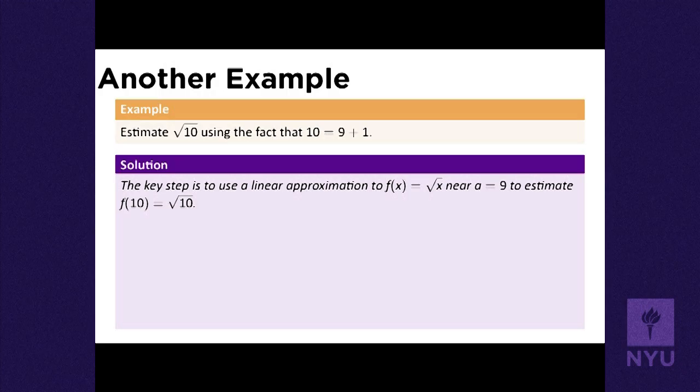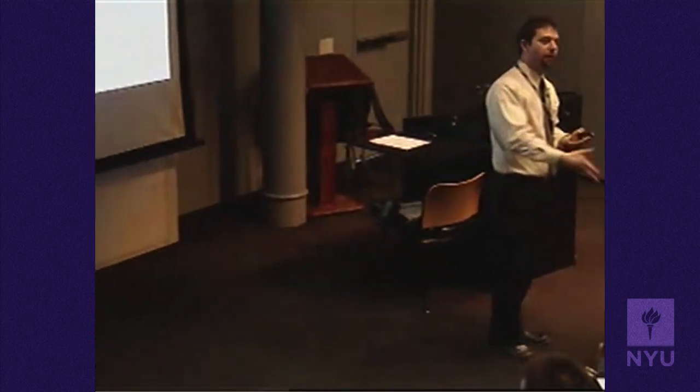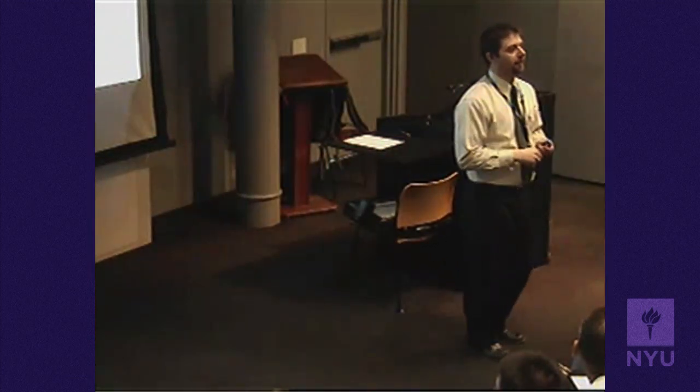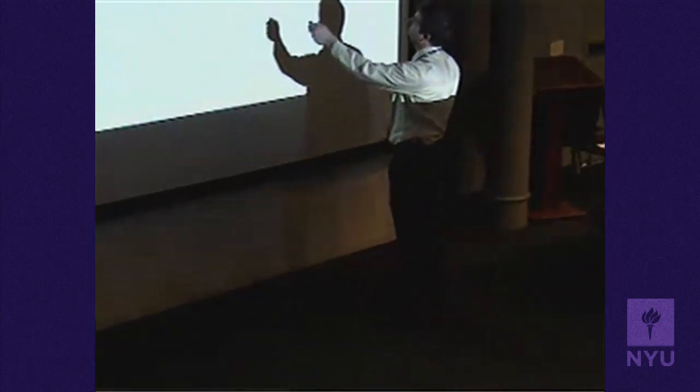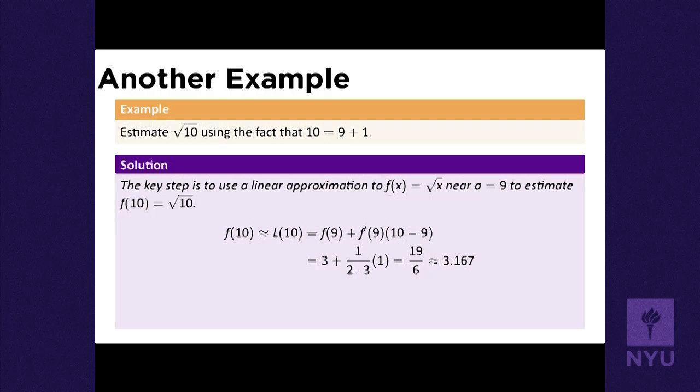So we're going to use a linear approximation to the square root function around a equals 9, and then plug in x equals 10 to get that approximation. That's the idea. So we're going to use linear approximation to this function near this point to estimate the square root. The whole idea is that the function should be approximately equal to its linear approximation. So f of 10 should be approximately L of 10. And for L of 10, we're using the reference point a equals 9. So it's f of 9 plus f prime of 9 times (x minus a), which is 10 minus 9.